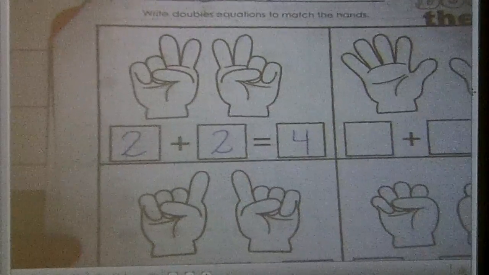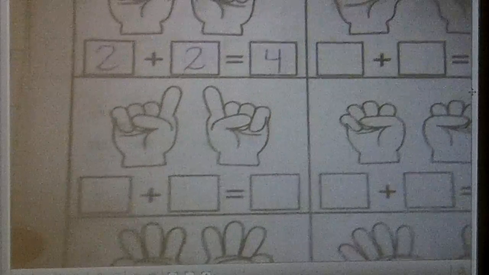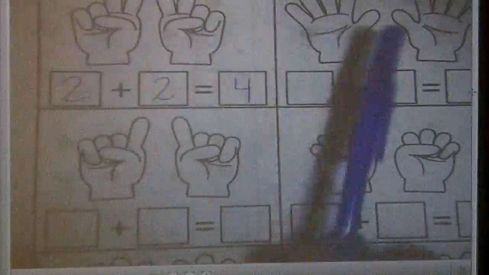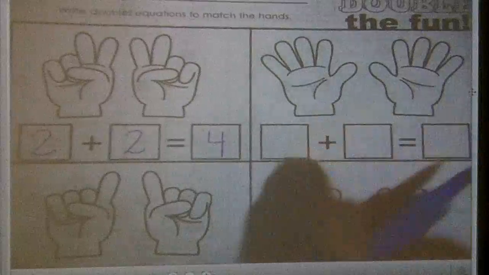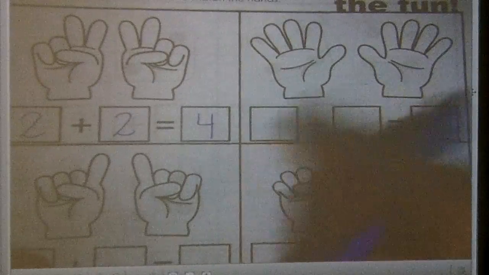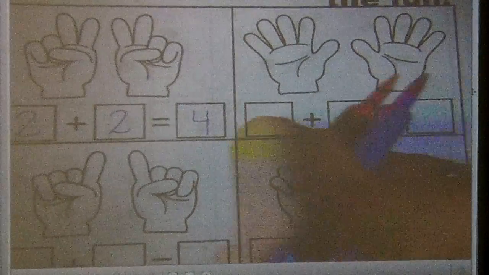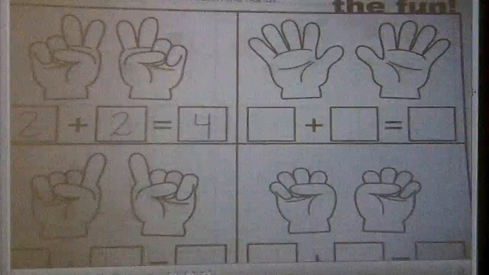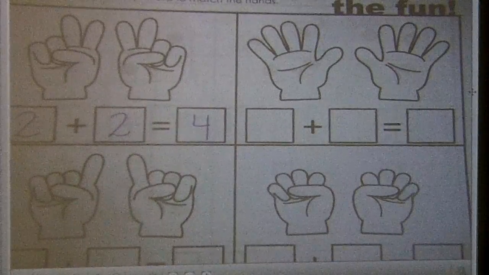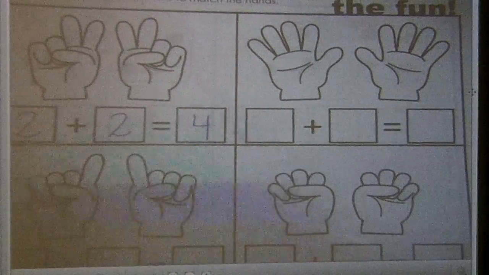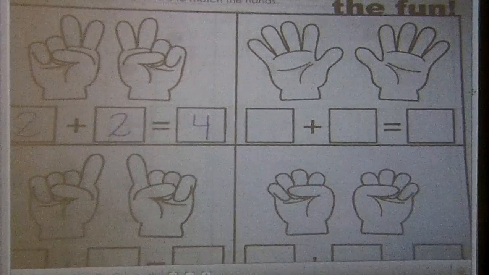Very good. Now you can go ahead and press pause on this video, and you can go and complete the rest of the sheet. Remember to count how many fingers each hand has. The first hand you count the fingers, write it in the first box. The second hand, count the fingers, write it in the second box. When you have both numbers, then you're going to figure out what those two numbers equal when you bring them together or you add them together. Go ahead and press pause, and I will meet you here when you are ready for the next page.